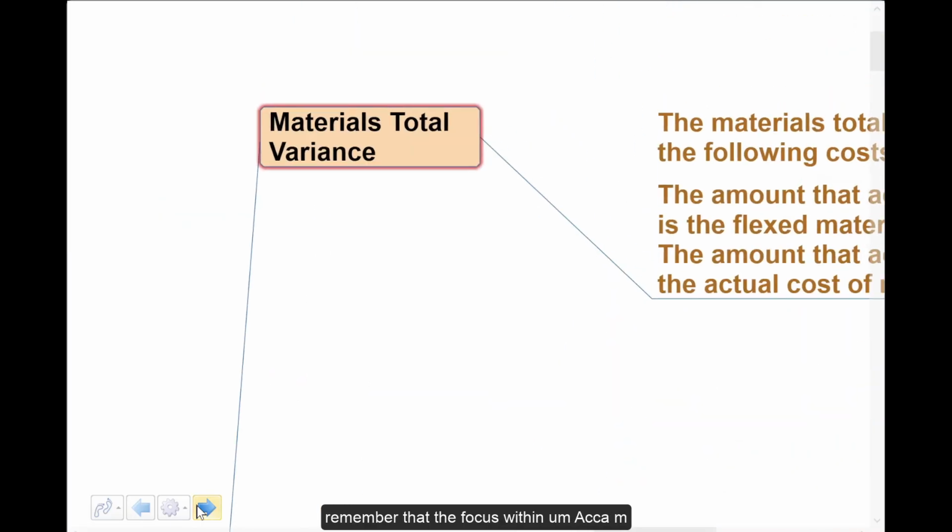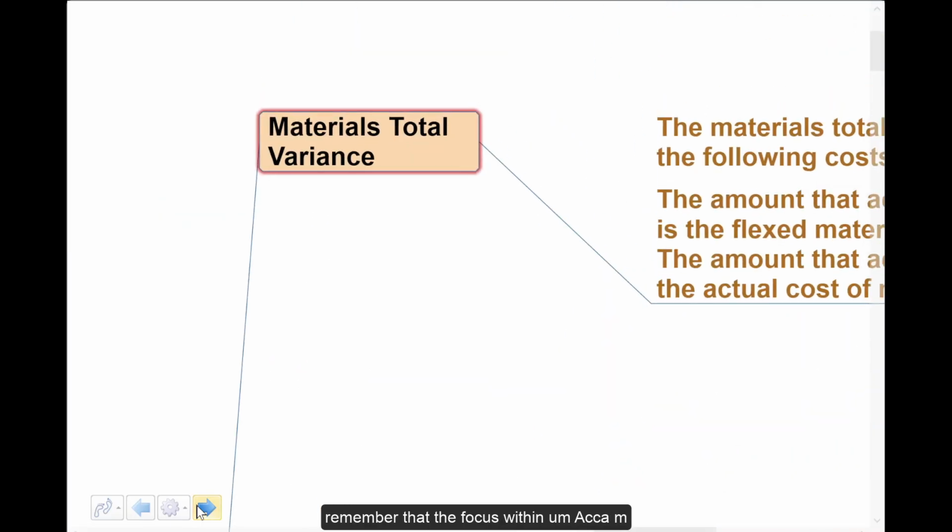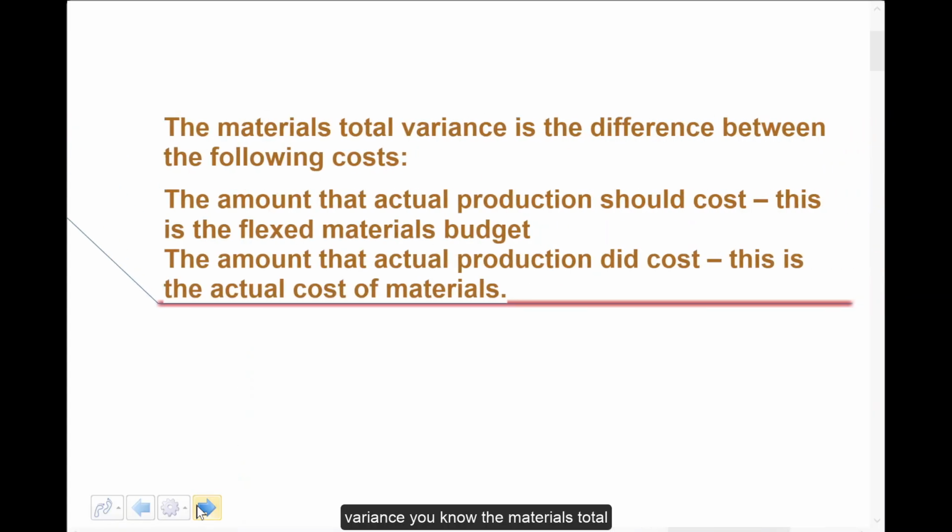So let's think about materials. Remember that the focus within ACCA MA is broadly speaking on a manufacturing organization. So I guess we're presuming that the organization we're dealing with is producing a product of some kind. Therefore, materials will be very, very relevant. So let's think about that variance.